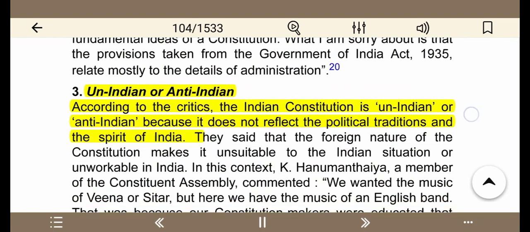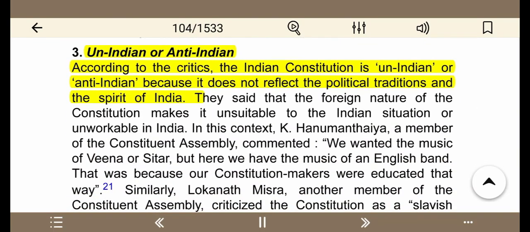3. Un-Indian or anti-Indian. According to the critics, the Indian Constitution is un-Indian, or anti-Indian, because it does not reflect the political traditions and the spirit of India. They said that the foreign nature of the constitution makes it unsuitable to the Indian situation or unworkable in India. In this context, K. Hanumanthaya, a member of the Constituent Assembly, commented, "We wanted the music of veena or sitar, but here we have the music of an English band. That was because our constitution makers were educated that way."